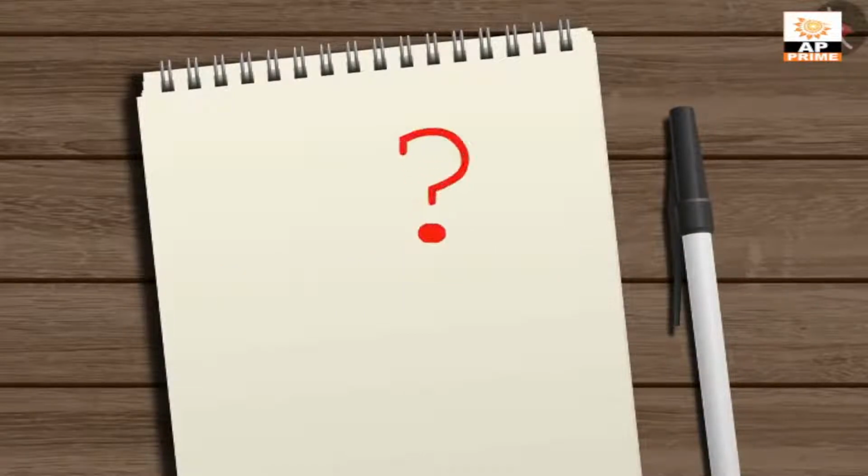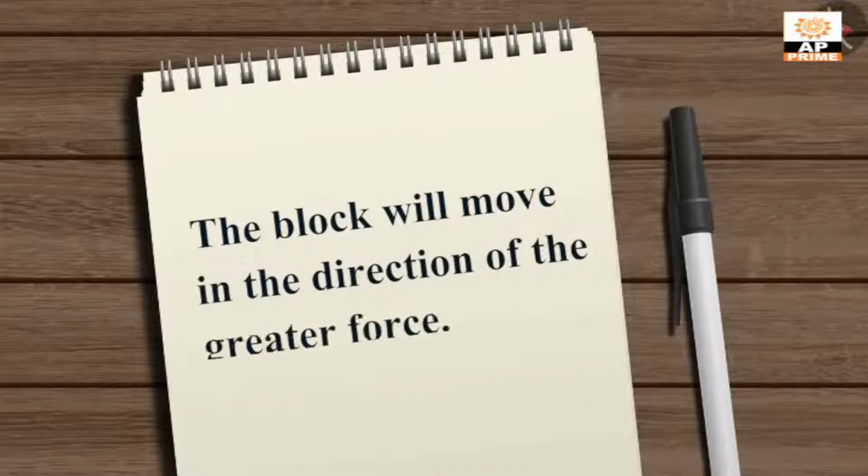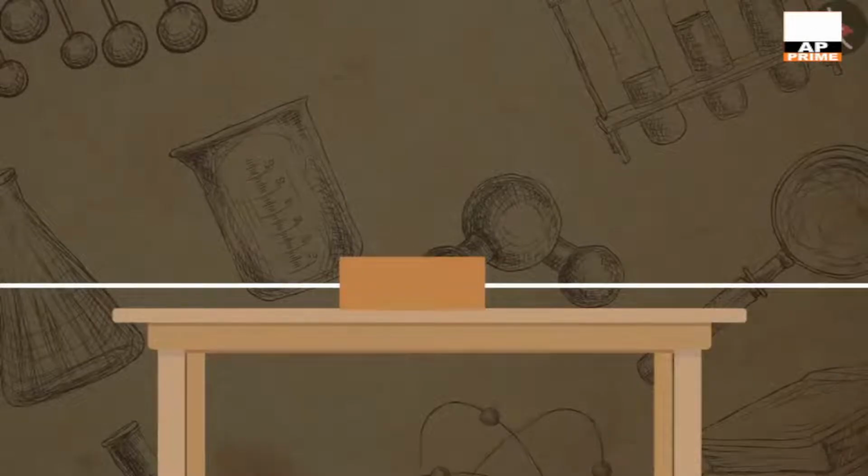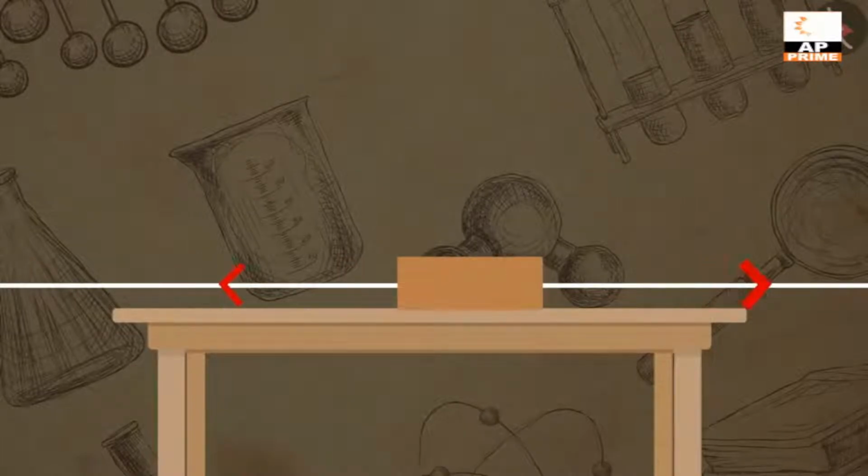Now, what if we pull both the strings with unequal forces? Will the block still remain at rest? In this case, the block will move in the direction of the greater force. If the block is pulled by the right string with a greater force than that of the left string, the extra force on the right string will cause the block to move towards the right.